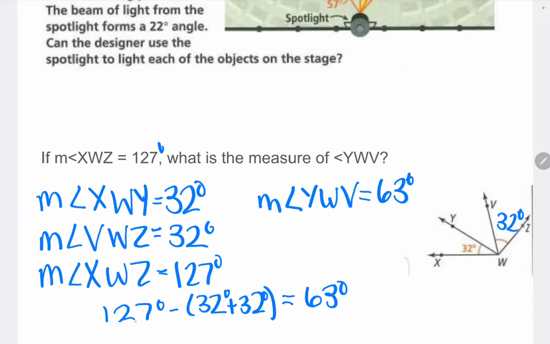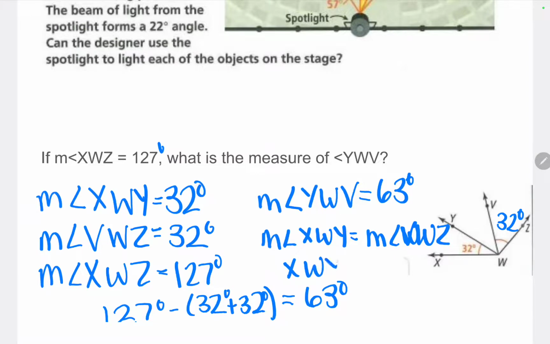And just a quick reminder, when writing your correct notation for congruent angles, you can either write that the measure of XWY is equal to the measure of VWZ, or you can write that XWY is congruent to angle VWZ. Okay, so there's some problems for you with the angle addition postulate and with the segment addition postulate and the ruler postulate.